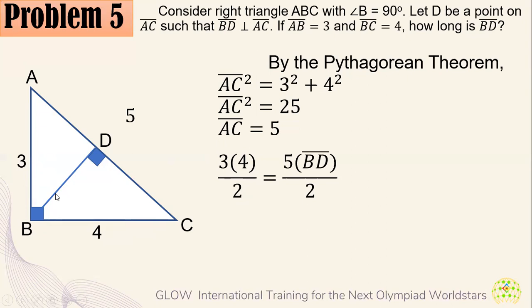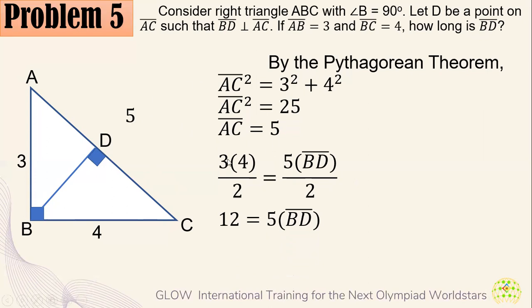But remember that if BD is perpendicular to AC, then from a certain perspective, AC could serve as the base and BD could serve as the height. That's why this is the base, which is 5 units, 5 times BD, which is the height, divided by 2. And you could see that I just multiplied both sides by 2.